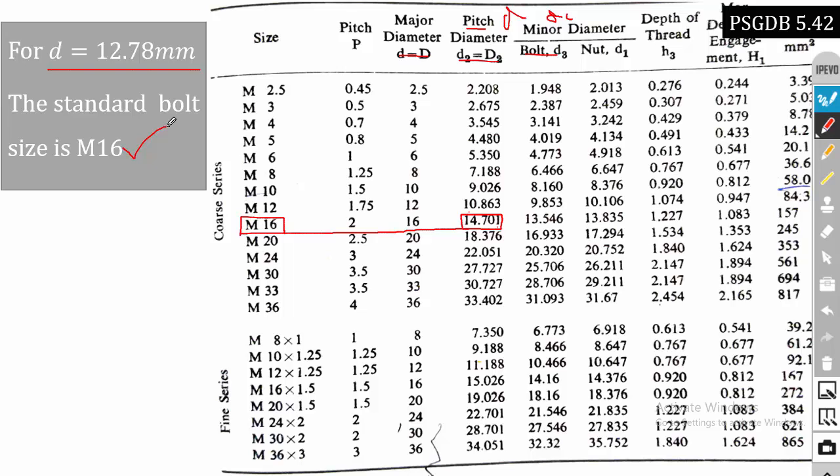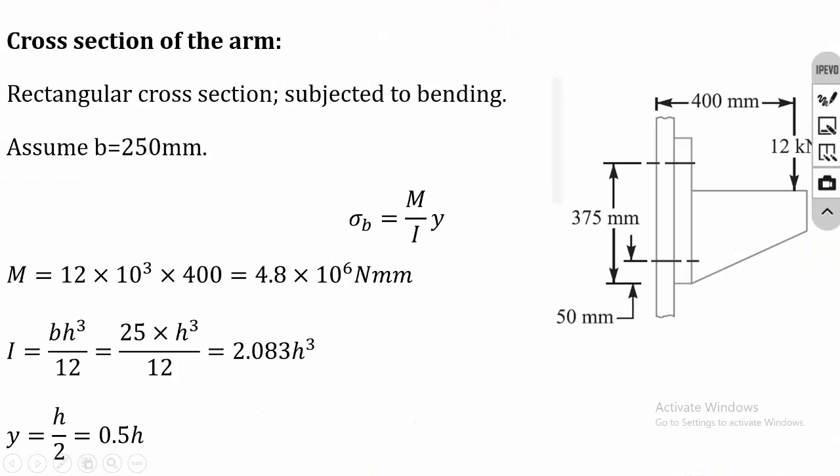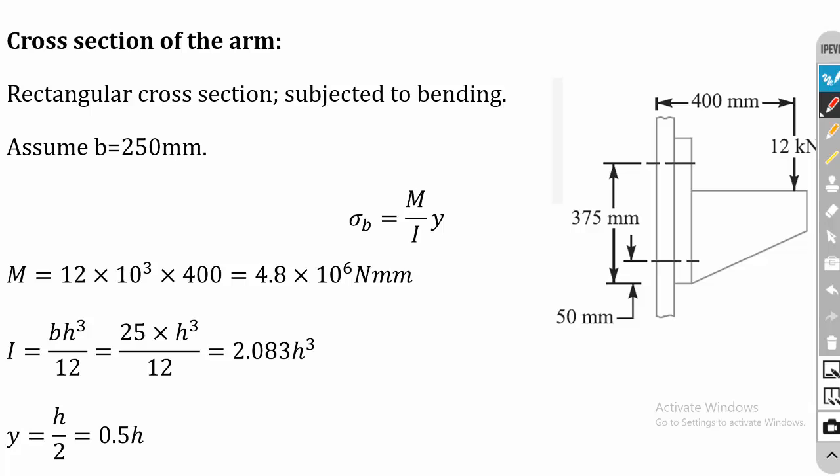So now we have calculated the bolt size. The next part of the problem is calculation of the cross section of the arm. Okay, so this is an additional part. In some of the problems, they may ask you to calculate the cross section of the arm. So here, the cross section of the arm is a rectangular one. Okay, and no dimension is given. So without a single dimension, we cannot calculate the cross section.